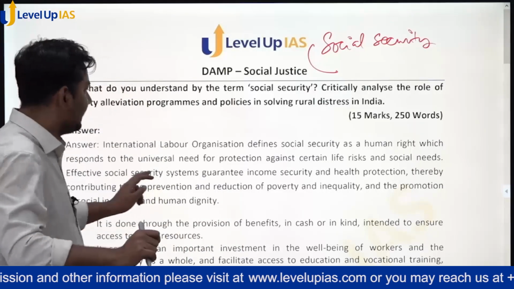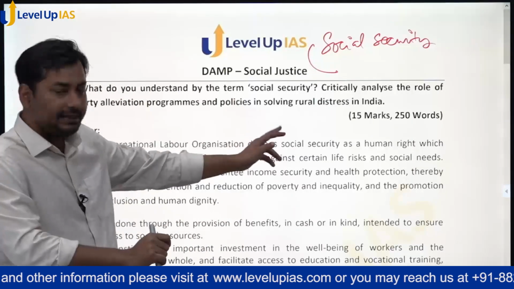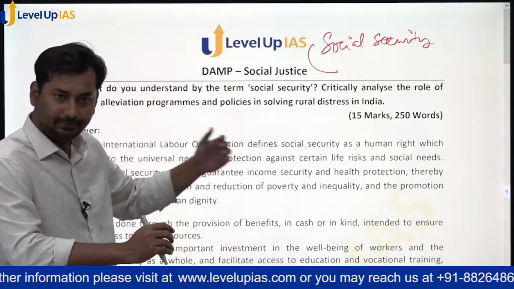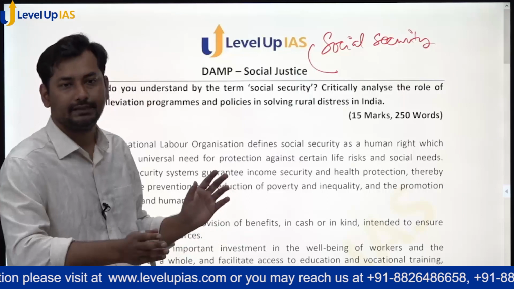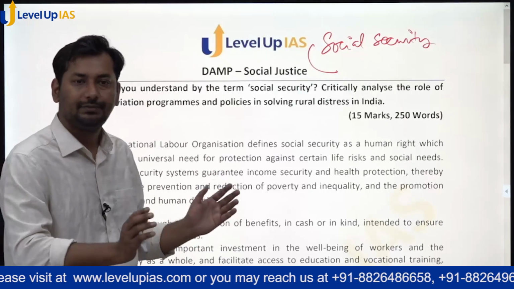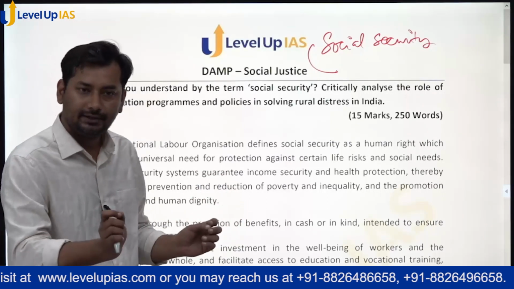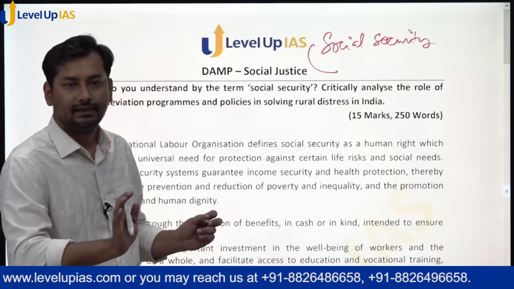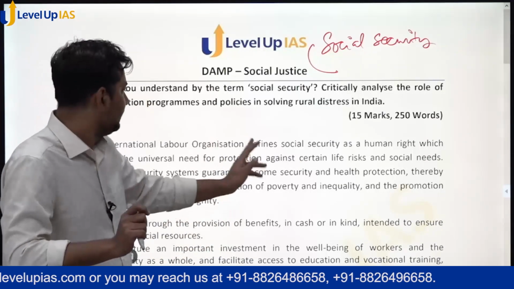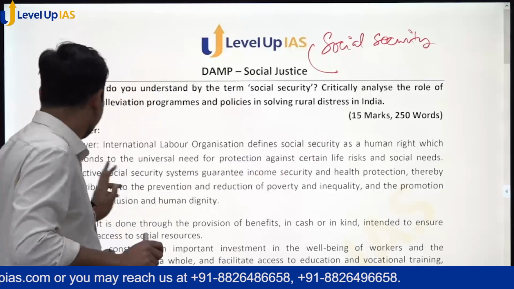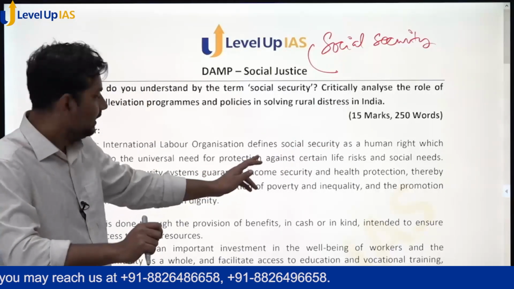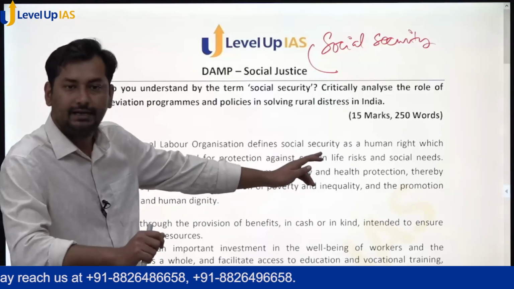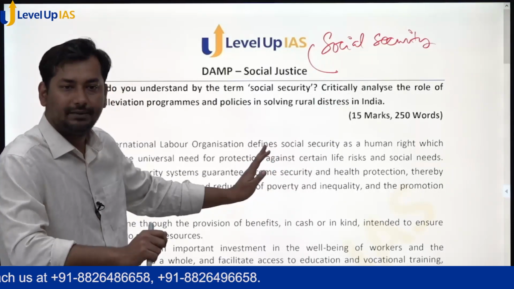So ILO says that social security is a human right. ILO relates this idea of social security with human rights. So it's the right of every individual. It's related to human dignity. That's why it's a human right. Social security is a human right which responds to the universal need for protection against certain life risks and social needs. So what can be the example of this thing?